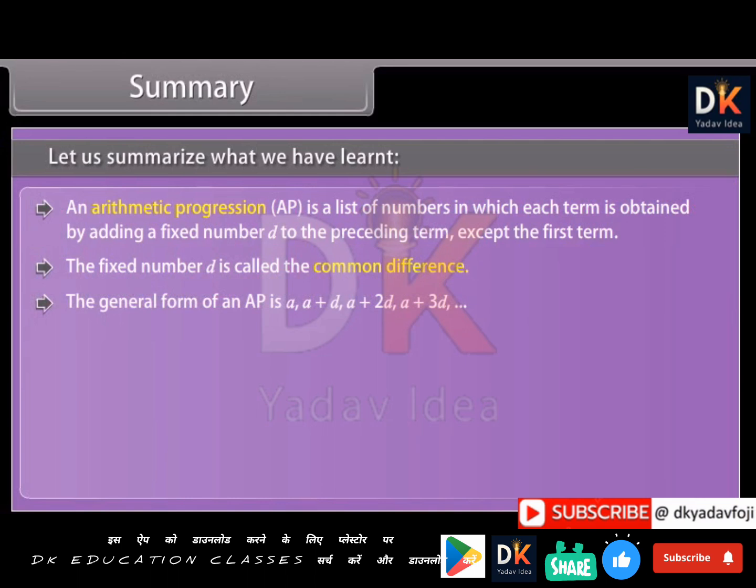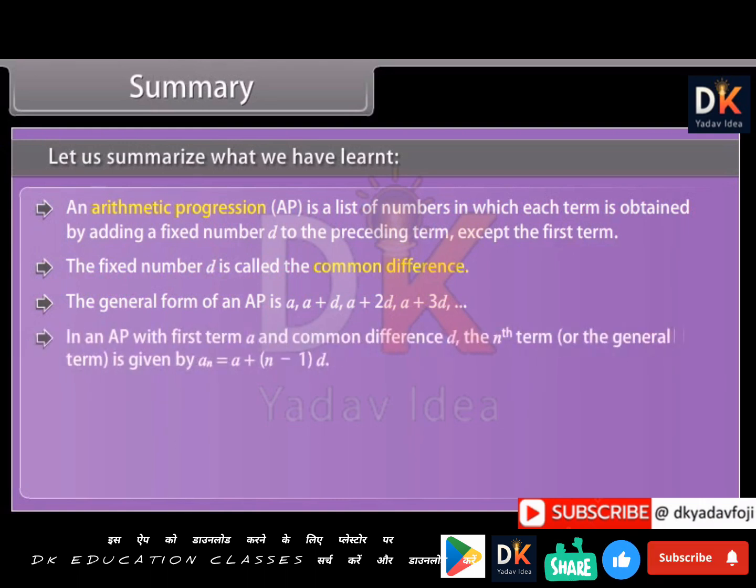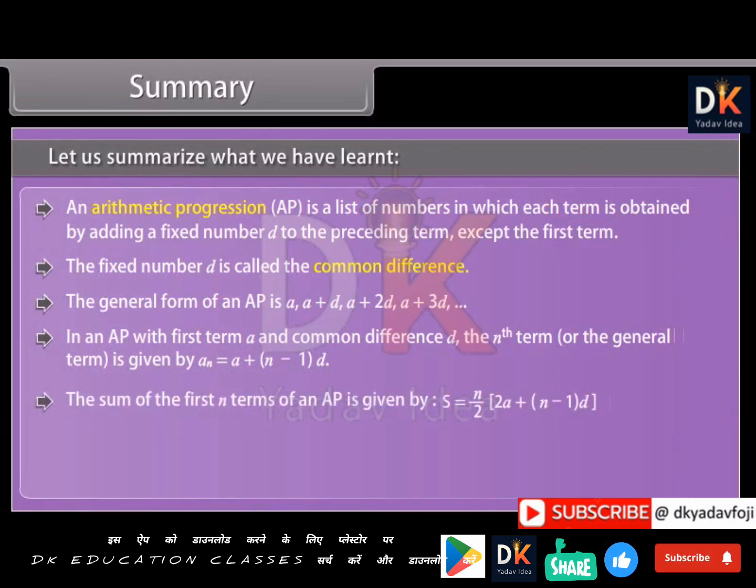The general form of an AP is a, a plus d, a plus 2d, a plus 3d, and so on. In an AP with first term a and common difference d, the nth term, or the general term, is given by an is equal to a plus (n minus 1) into d. The sum of the first n terms of an AP is given by S is equal to n upon 2 into (2a plus (n minus 1) into d).